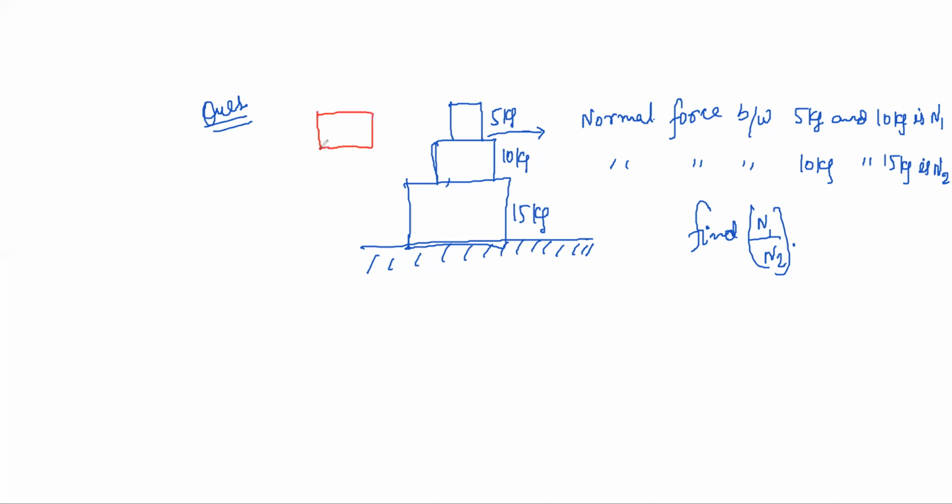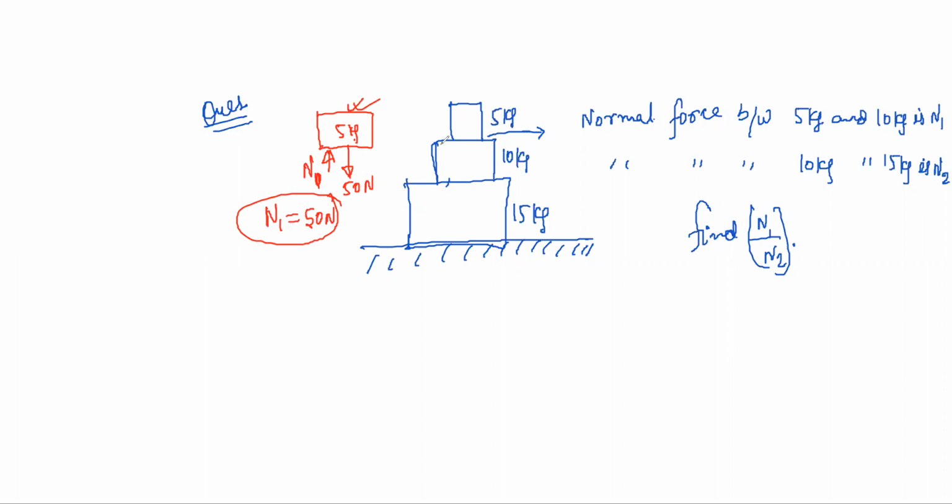Now suppose you draw the free body diagram of 5 kg. mg is 50 Newton, there is a normal force N1, isn't it? So what will be the value of N1? N1 will be equal to 50 Newton. That is coming directly after drawing the free body diagram of 5 kg.